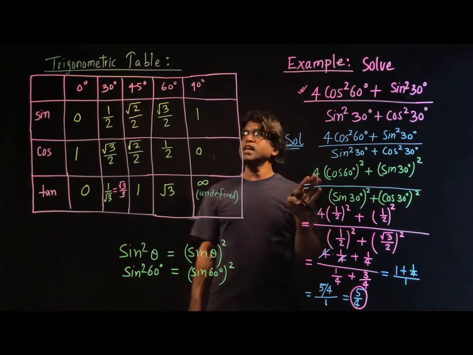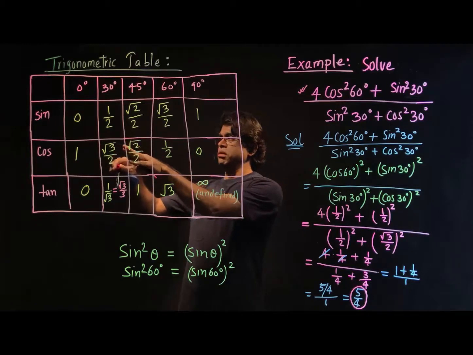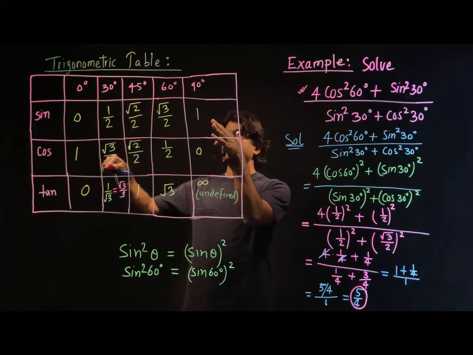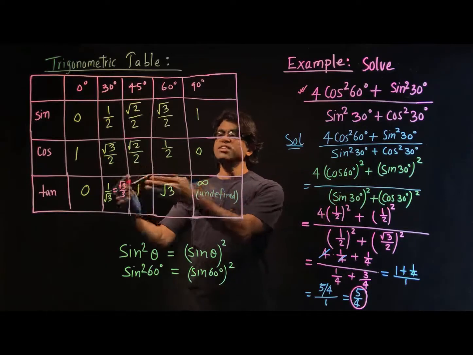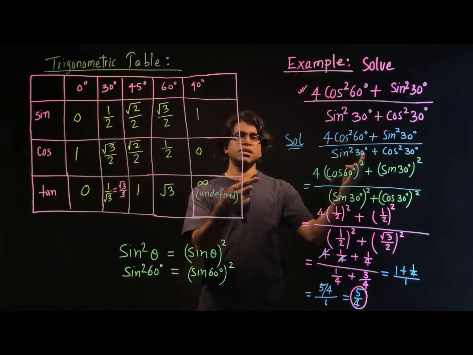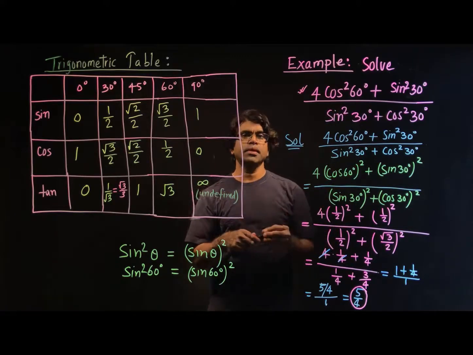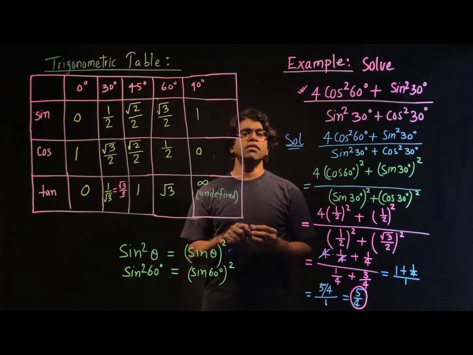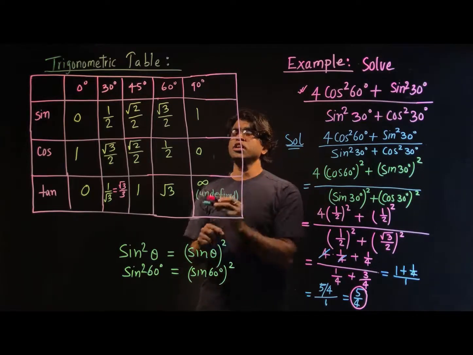So in this example, I have used the trigonometric table, selected particular values based on what is given in the question, and then substituted those values in the expression to find the overall value of the expression. And this is how we will solve questions like this, which are based on the trigonometric table.